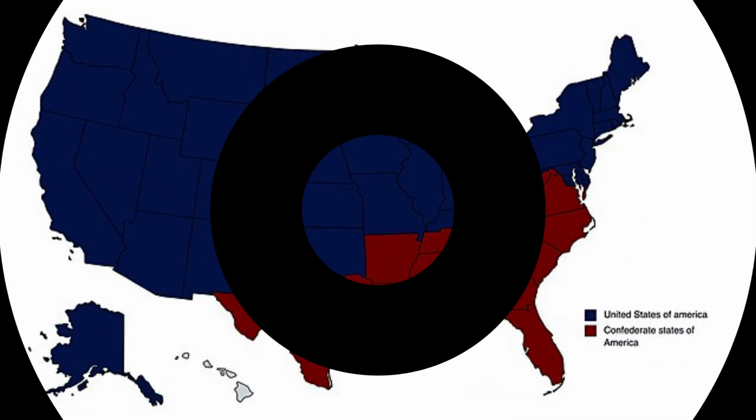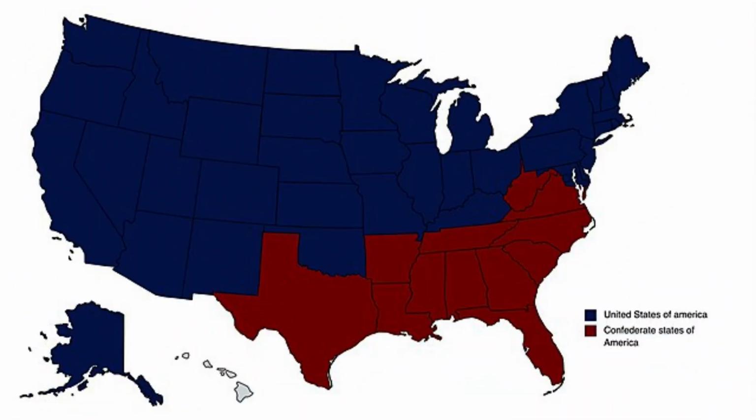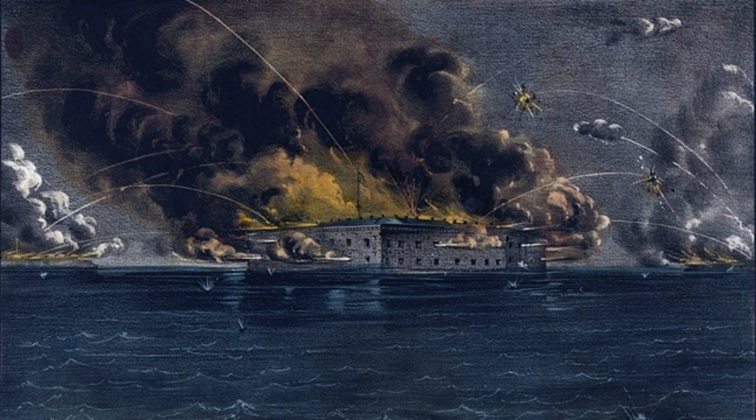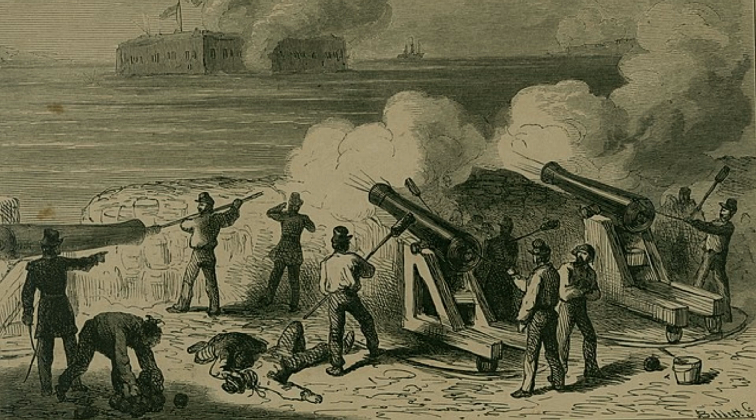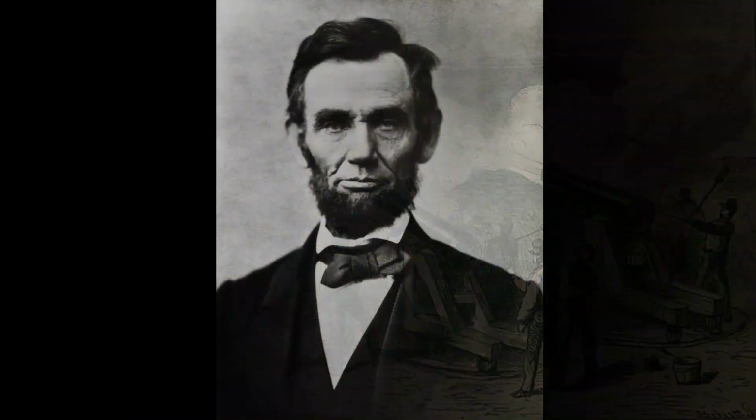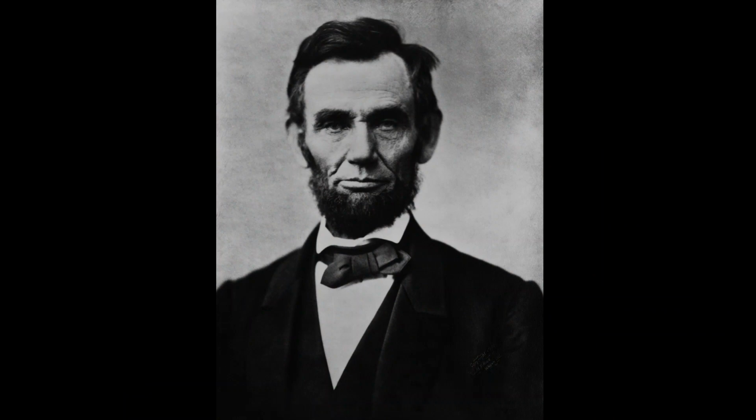1861. In 1861, tensions between the North and South had reached a boiling point. The country was divided, and the fate of the Union hung in the balance. It all began on April 12, when Confederate forces launched a surprise attack on Fort Sumter, located in Charleston Harbor, South Carolina. The attack was swift and brutal, resulting in the capture of the fort and sparking the beginning of the Civil War.